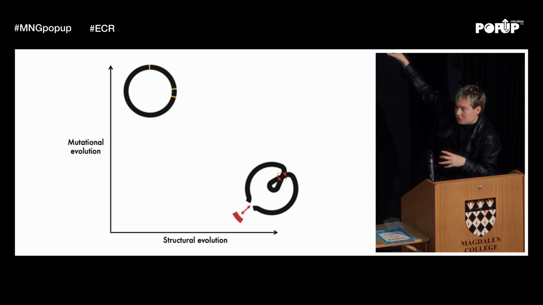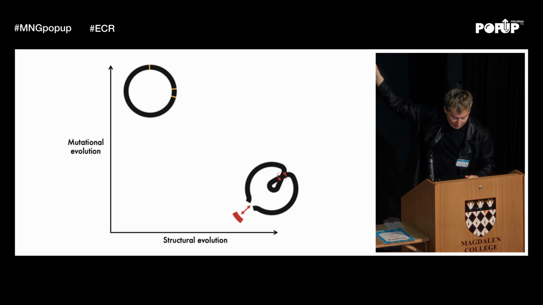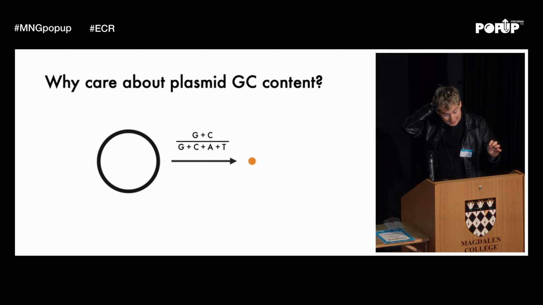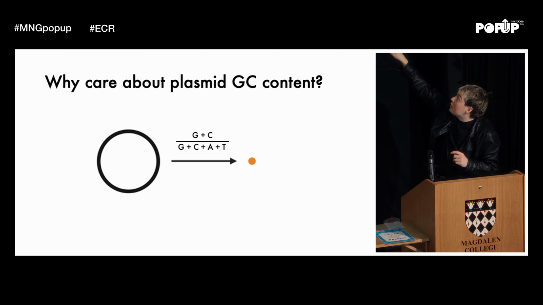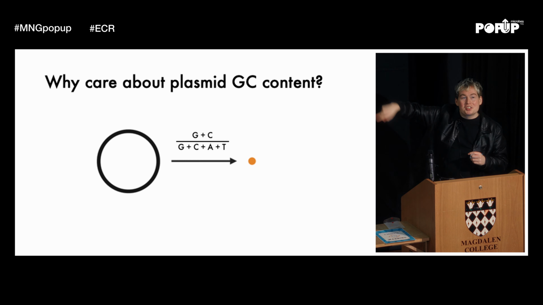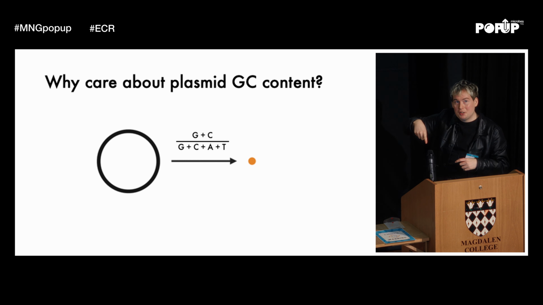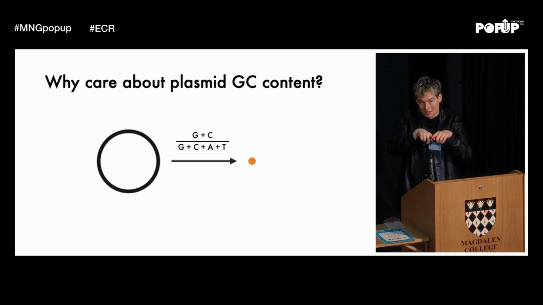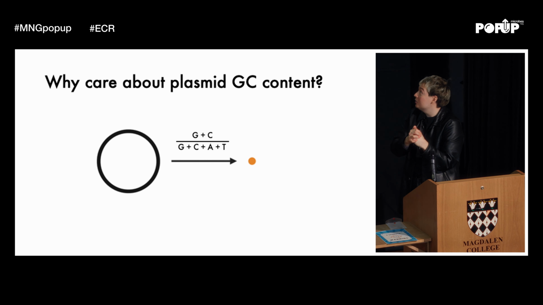So I promise this will become relevant in a second, but I'm going to move on to the meat of the matter, which is plasmid GC content, right? And it's a very simple statistic. I think it's maybe a deceivingly simple statistic, right? We're just simply calculating the proportion of nucleotides which are Gs and Cs. We're taking that entirety of our sequence and we're collapsing it to a single data point.